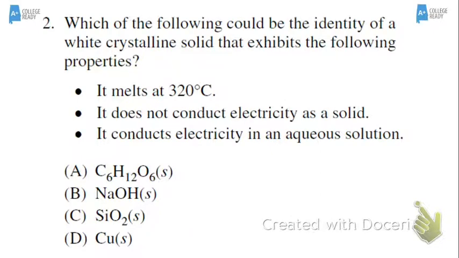And lastly, this is characteristics of crystalline solids. So go ahead and pause the video and we'll talk about it.